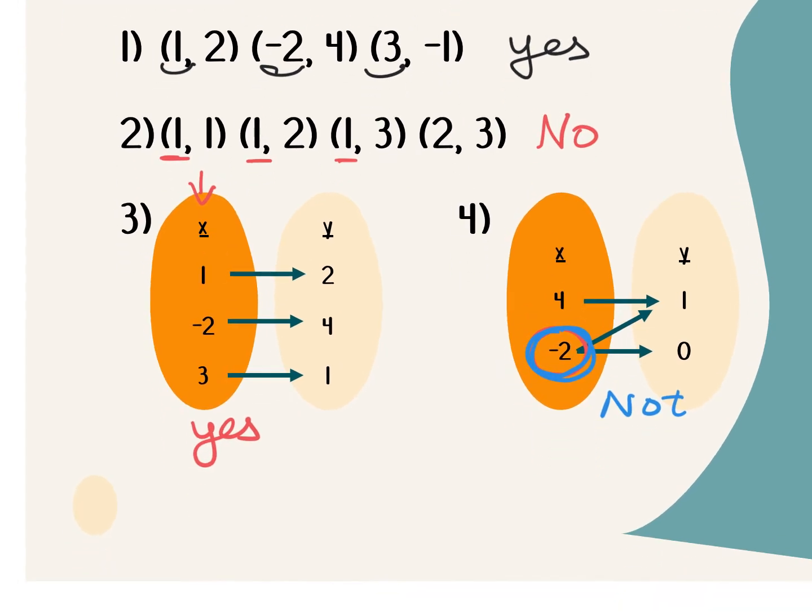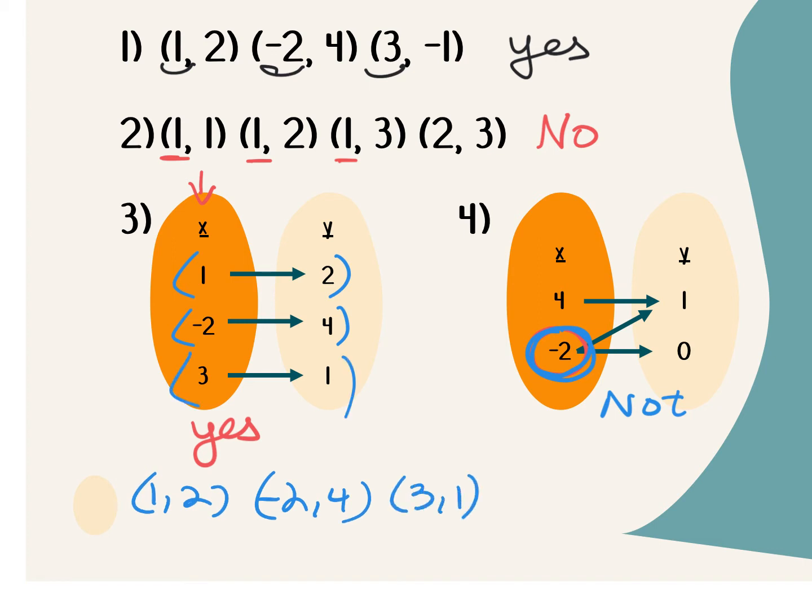Now, I could also turn these mapping diagrams into a list of ordered pairs. I could say that this first one is the ordered pair 1, 2. Then this one would become -2, 4. And then this would become 3, 1. So I could also turn my mapping diagram into a list of ordered pairs.